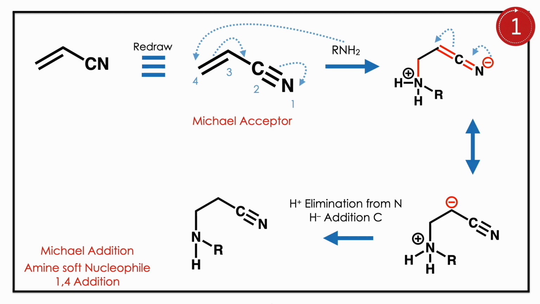Amine is the soft nucleophile. So it can undergo 1,4 addition here. So the amine adds to the fourth position, the double bond migrates. You have a negative charge at nitrogen. Finally, it rearranges. You have the final 1,4 addition product. The concept you have to learn here is that amine is the soft nucleophile. Vinyl cyanide is the Michael acceptor.